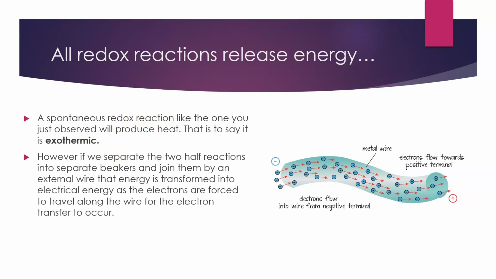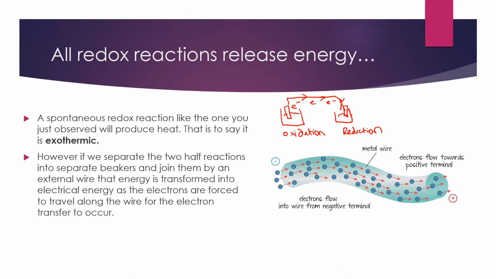If we were to separate the two half reactions into separate beakers, though, that is to have the oxidation half equation in one beaker and the reduction equation in another beaker. So if we have copper solid with copper sulfate solution and then silver and silver nitrate solution, they can't react. But if I join them by an external wire, now the electrons have a conductive medium, those delocalized electrons in the wire, where the electrons can actually move along and get to the other half equation.